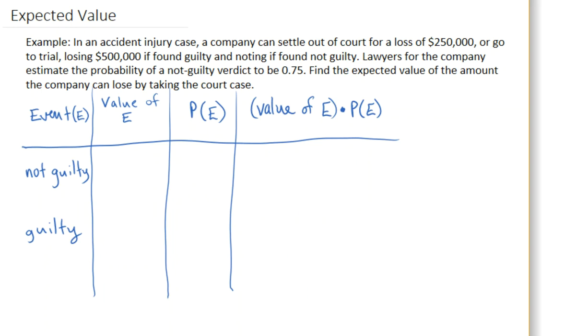If they're found not guilty, then they have to pay nothing. So the value of that event would be 0. They don't get anything out of it, but they don't have to pay anything. For the guilty verdict, if they go to trial and they lose, then they lose $500,000. So the value of this event is $500,000, but they're losing it, so it's a negative $500,000. That's a loss of money.